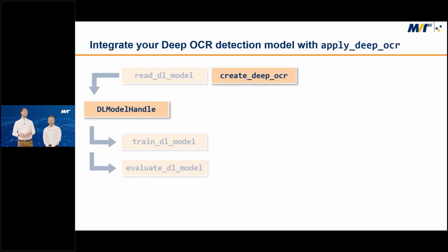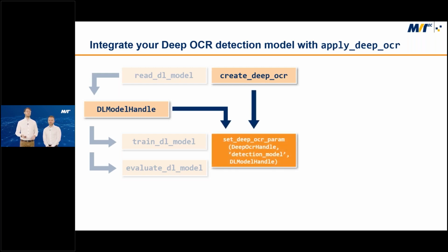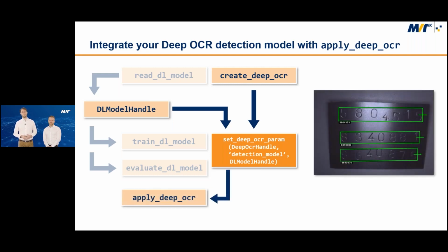After this, the workflow is a little bit different than with other deep learning methods, but you might be familiar with it from the recognition training of Deep OCR. You now need to create a Deep OCR instance which contains both models, the detection model and the recognition model. And within this instance, you now need to set the Deep OCR param detection model to your retrained model handle that you just evaluated to be good enough to use in your application. And once this is set, you can just use apply Deep OCR on your specific images for which you retrained, and you get a better result than what you got from your pre-trained model.